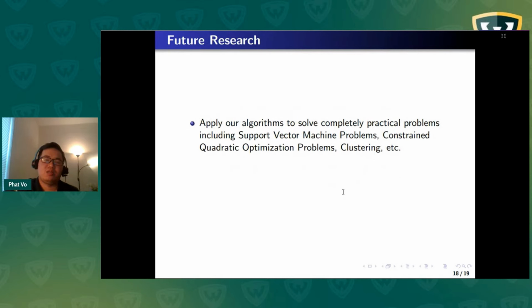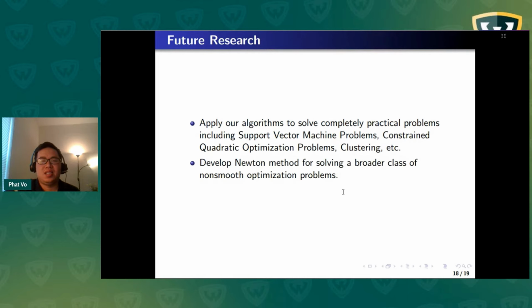In future work, we want to apply our algorithm to solve completely practical problems, including support vector machine problems, constrained quartic optimization problems, clustering, and so on. And not only quartic optimization, we want to develop methods for other non-smooth optimization problems. Okay, that's all we want to do in the future. Thank you for your attention.